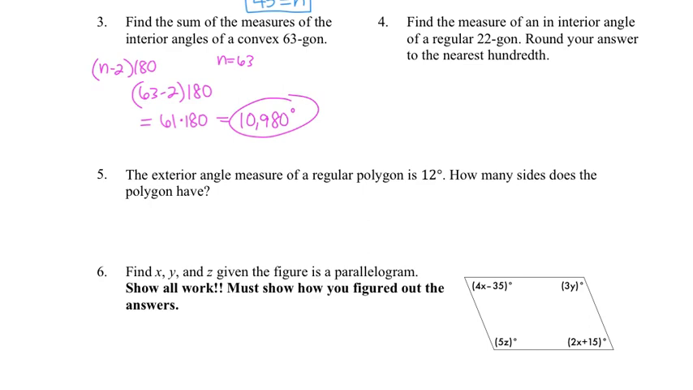Approaching a circle. All right, next, find the measure of an interior angle of a regular 22-gon. So again, this time I do tell you regular because you have to, otherwise you wouldn't be able to solve it.